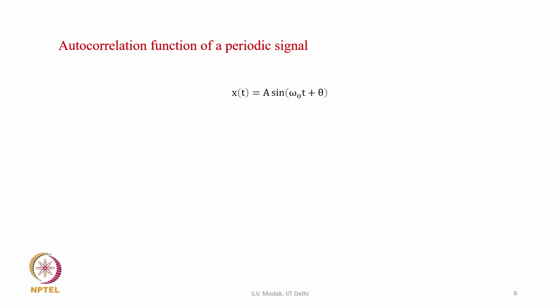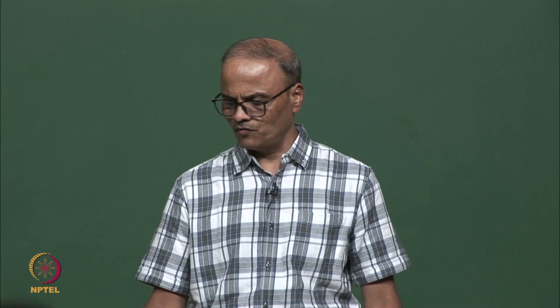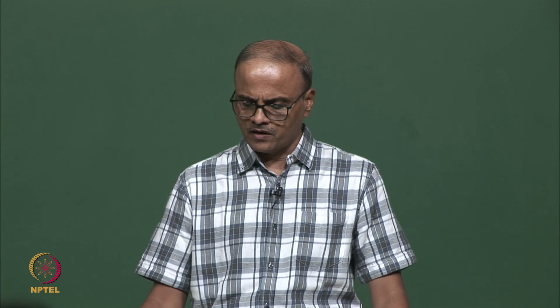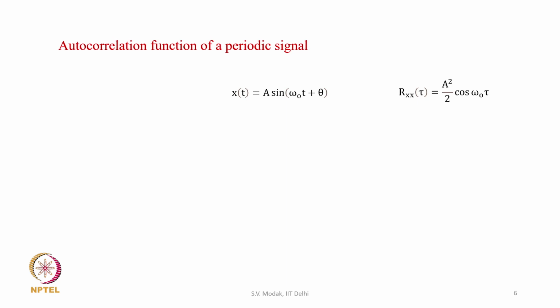So, let us take the signal x of t, which is a sine omega naught t plus theta. Now, we can find the autocorrelation function of this sine signal using the expression we saw on the previous slide, and that autocorrelation function turns out to be r x x tau equal to A square by 2 cos omega naught tau.